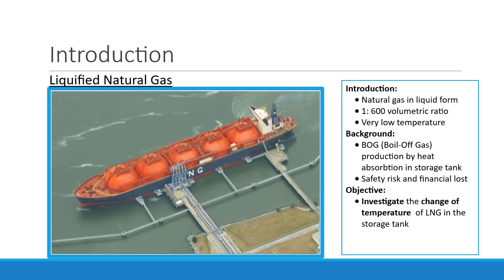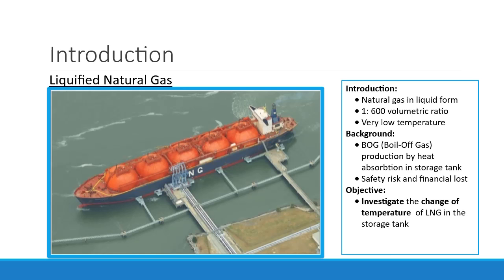Liquefied natural gas, or usually abbreviated as LNG. LNG, or liquefied natural gas, is natural gas in liquid form. The process required to convert from the gas form to liquid form uses very low temperature, usually down to minus 80 degrees Celsius to minus 100 degrees Celsius. LNG has a very high volumetric ratio compared to natural gas in gas form at atmospheric pressure and ambient temperature. It's around 1/600 volumetric ratio.